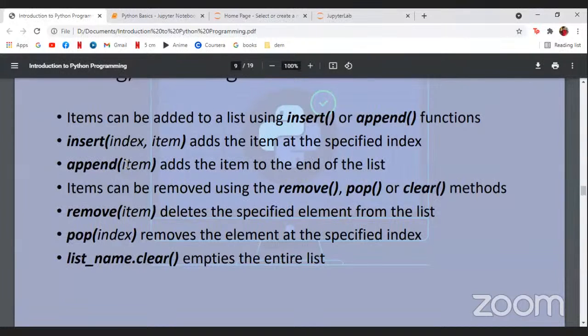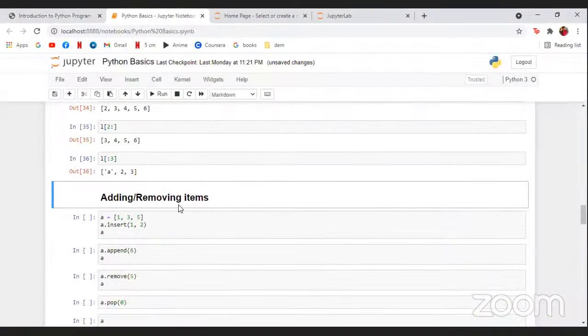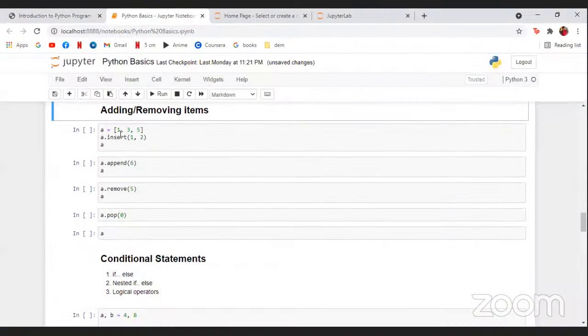But if you want to put it in one particular place, you would use insert and you provide the index and the item. So let's say I have a list with 3 numbers, 1, 3, and 5. So the index of 1 is 0, index of 3 is 1, index of 5 is 2. So if I want to insert something here, I'd say insert 1. So this is going to be the index. If I say 1, that means it's going to come here, right? In between 1 and 3. And I want to put 2 in between 1 and 3.